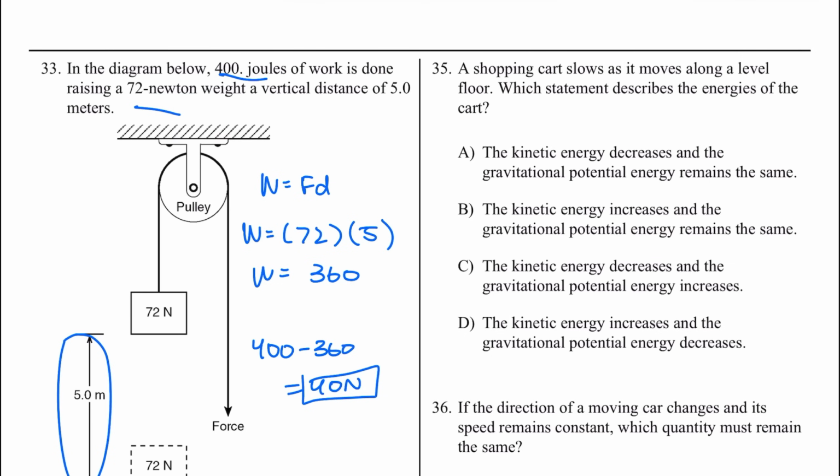35. A shopping cart slows as it moves along a level floor. Which statement describes the energies of the cart? So the shopping cart is slowing down, which obviously means that it's losing kinetic energy. So we can take out choices B and D. Now, it also talks about gravitational potential energy. So remember that gravitational potential energy is equal to mgh. So it only relates to mass, gravity, and height. So since it's moving along a level floor, that means the height stays constant, which means that the gravitational potential energy does not change. So the answer is going to be A.